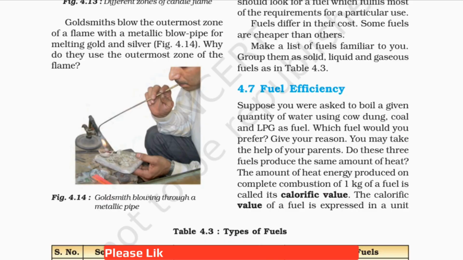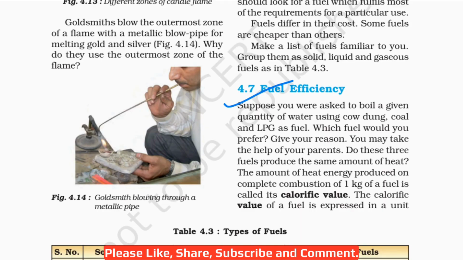Now see, fuel efficiency. This is the next topic, fuel efficiency. Now, different fuels produce different amounts of heat on burning. Okay, all the fuels do not produce the same amount of heat. So suppose you are asked to boil a given quantity of water using cow dung, coal, and LPG as a fuel. Which fuel would you prefer, and give your reason?